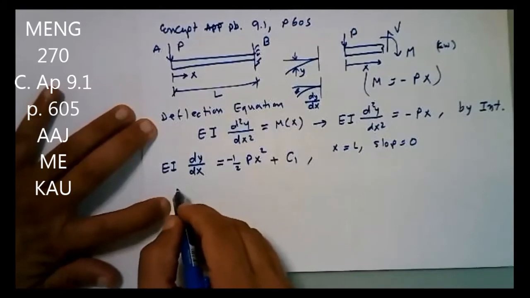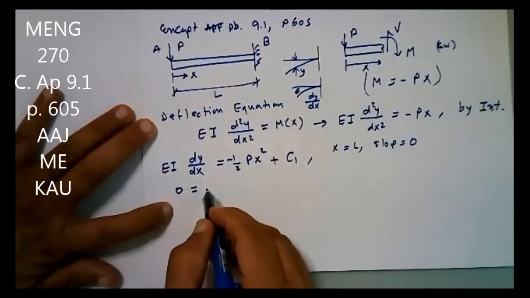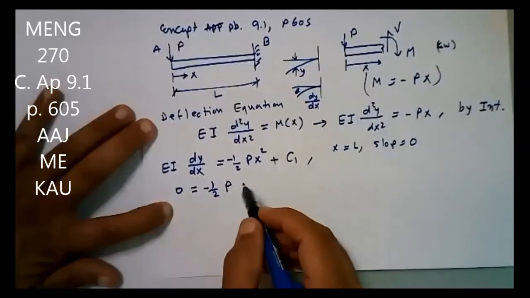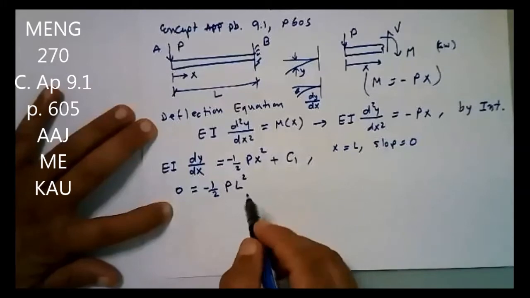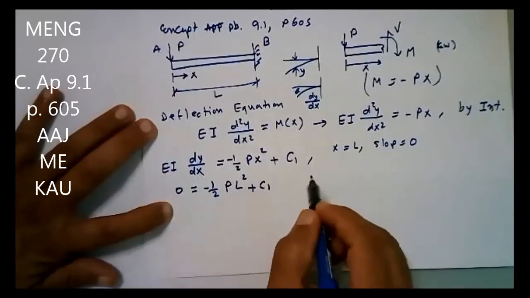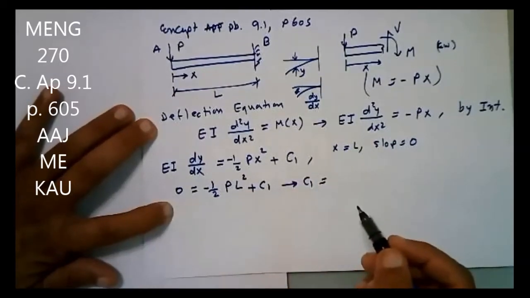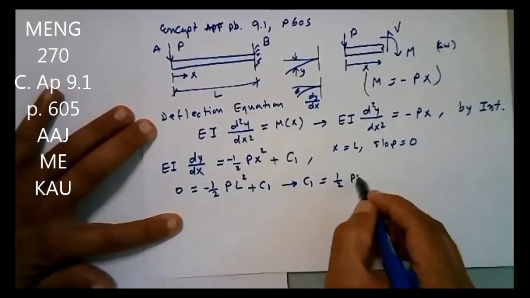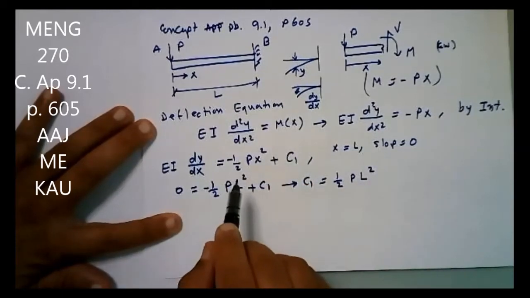So if this is 0, let's substitute here. So 0 is equal, let's substitute here, guys: minus half P, what do we put here, guys? L squared. Okay, plus C1. What does C1 come out to be here? We bring this here, it becomes half P L square. So we are not going to write this C1 anymore.